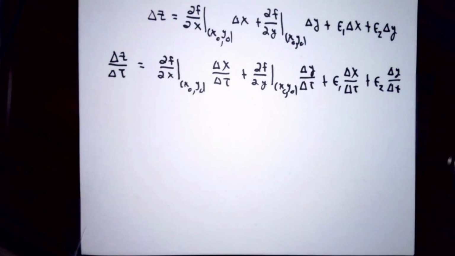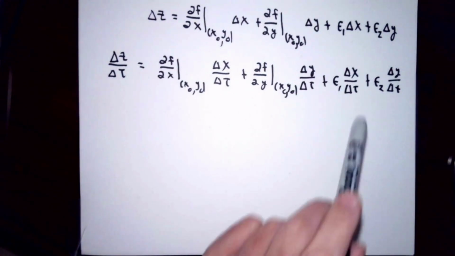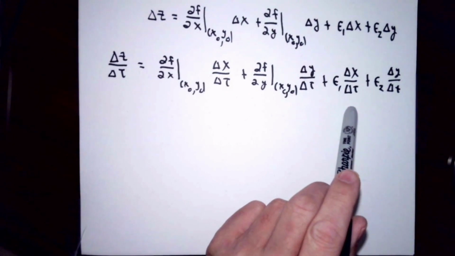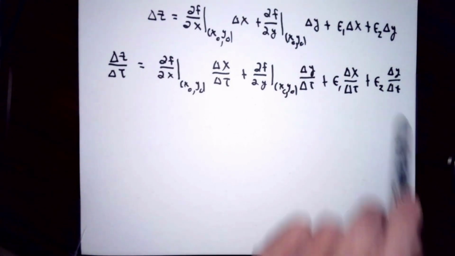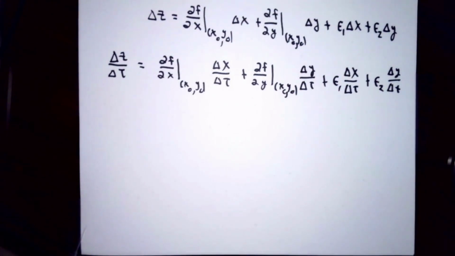And remember, as delta t tends to 0, delta x and delta y tend to 0, which makes epsilon 1 and epsilon 2 tend to 0. So in these last two terms, the limit of this one is going to be 0 times dx dt. The limit of that one is going to be 0 times dy dt, and those terms can now be ignored.